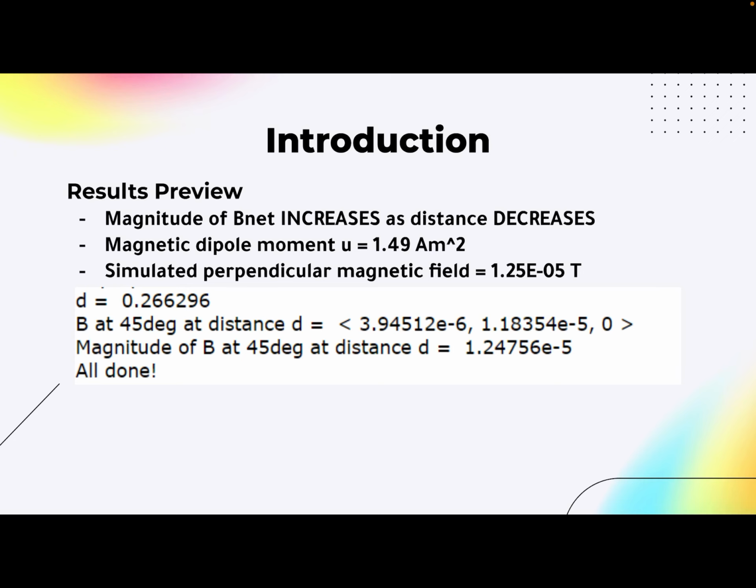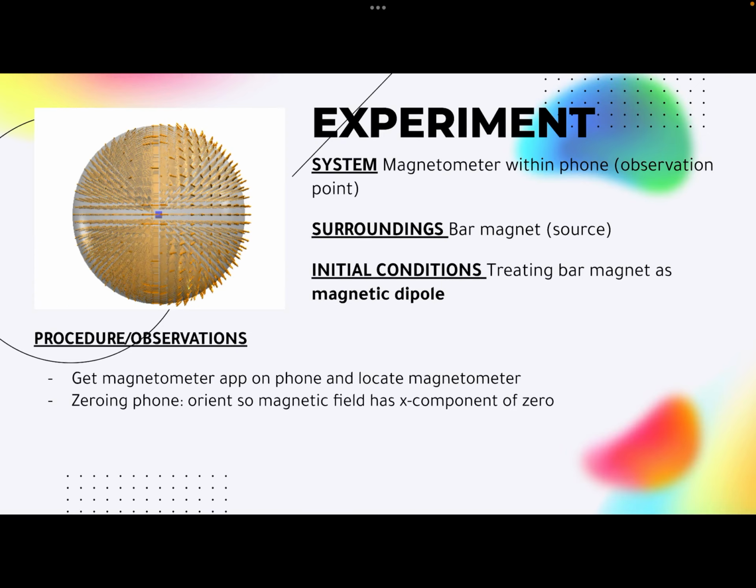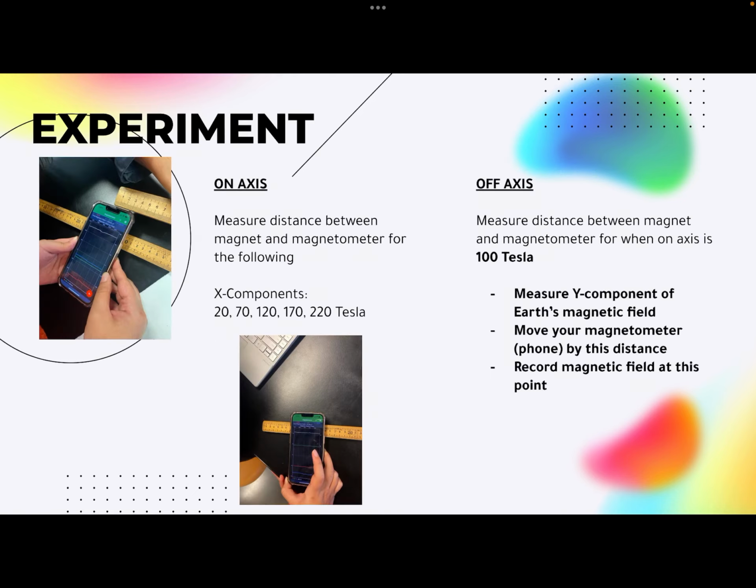negative 5th Tesla. In this experiment, we treat the magnetometer within our phone as the observation point and the bar magnet as our source. Once again, we are treating the bar magnet as a magnetic dipole, and for this procedure, we had to download a magnetometer app onto our phone. Two types of measurements are taken. One is the on-axis magnetic field and one is of the off-axis fields.